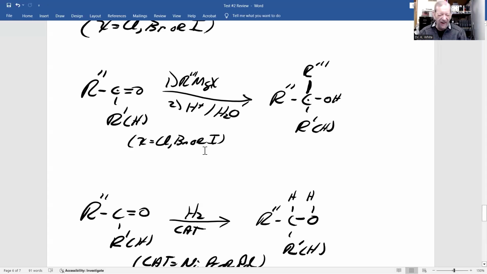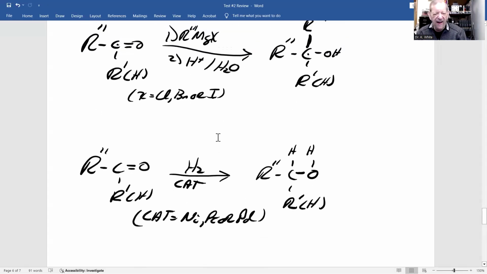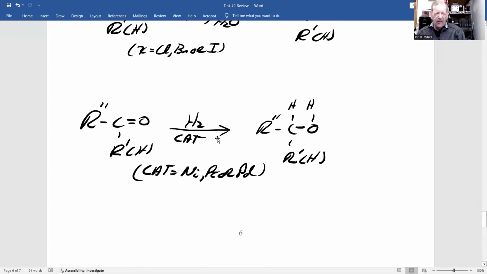Was that fun or what? Yes, it was fun. All right, now, carbonyl is a double bond, and that's one pi bond and one sigma bond. And like you learned for carbon-carbon double bonds, if you add hydrogen gas and a catalyst, where the catalyst can be nickel, platinum, or palladium, you break the pi bond, and each atom of the double bond gets a hydrogen, and this is a neat way of making an alcohol from a ketone or aldehyde.